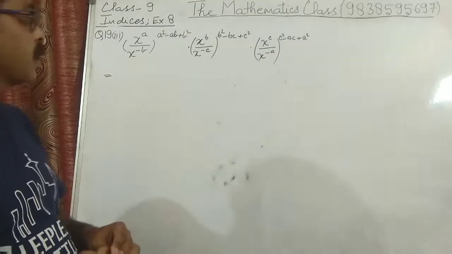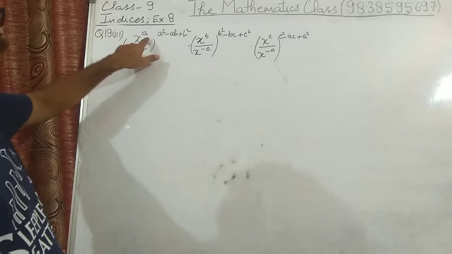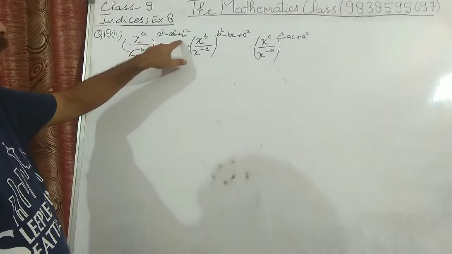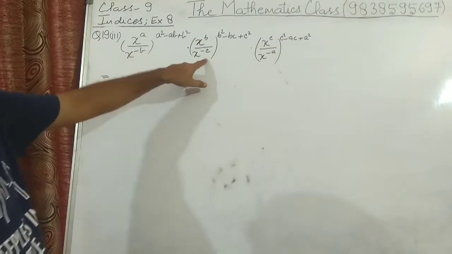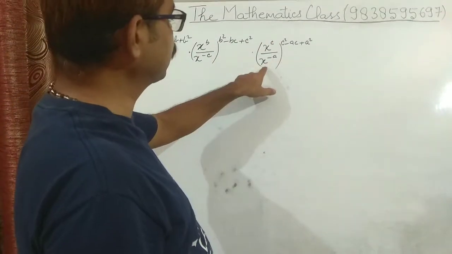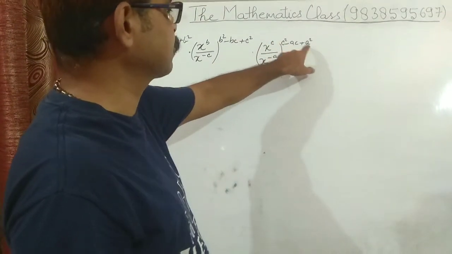Now this 19th question, third part, is x to the power a upon x to the power minus b to the power a square minus ab plus b square, into x to the power b upon x to the power minus c to the power b square minus bc plus c square, into x to the power c upon x to the power minus a to the power c square minus ac plus a square.